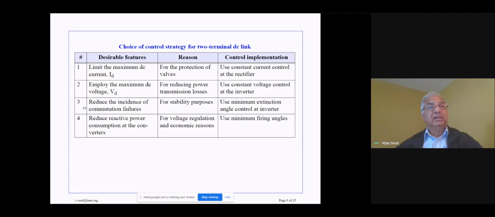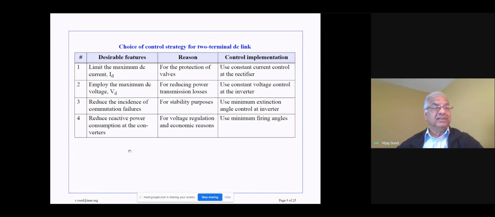The third requirement is to reduce the incidence of commutation failures. In line commutated converters, a commutation failure is a fairly frequent incidence, and we want to make sure that we reduce that as far as possible, obviously for stability purposes. In order to minimize the incidence of commutation failures, the control methodology that is suggested is to use a minimum extinction angle control at the inverter. So if we can keep a minimum extinction angle, then the possibility of commutation failures will be reduced.